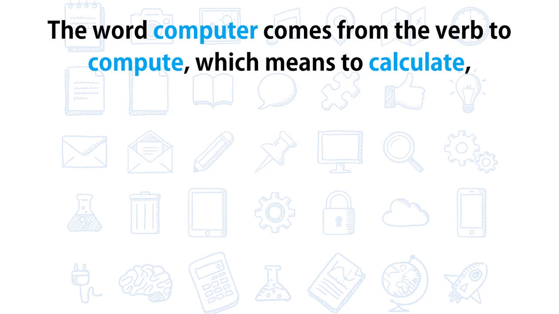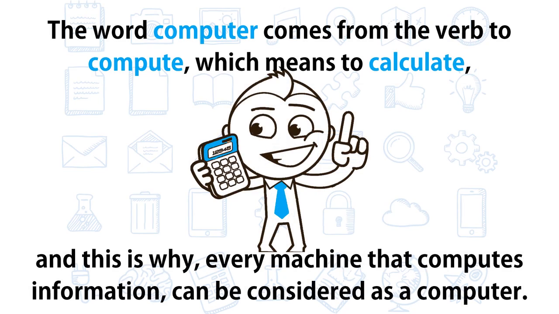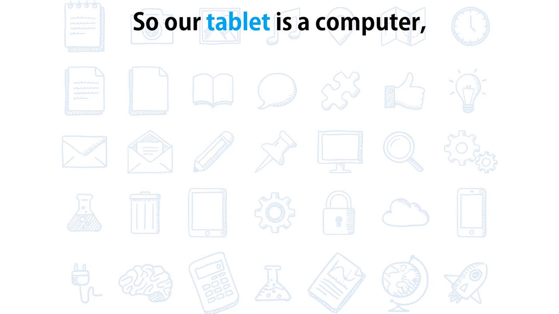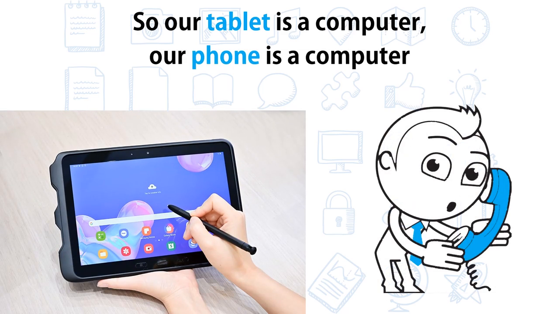The word computer comes from the verb to compute, which means to calculate. And this is why every machine that computes information can be considered as a computer. Which means our tablet is a computer. Our phone is a computer.